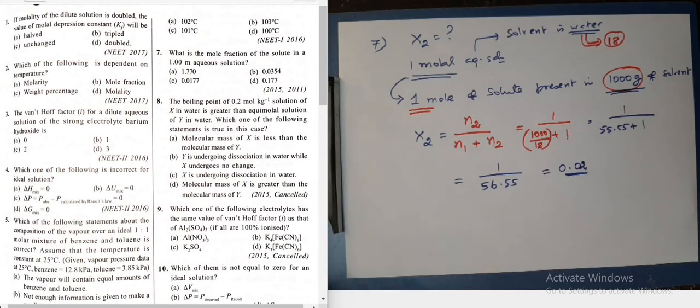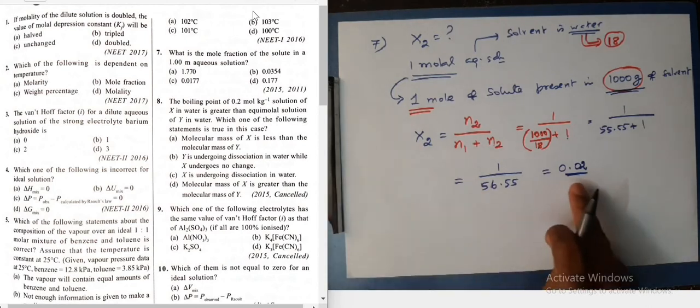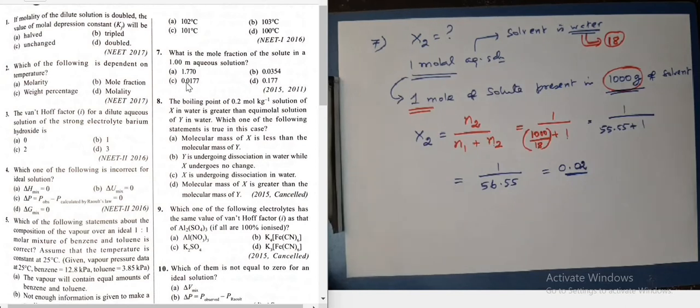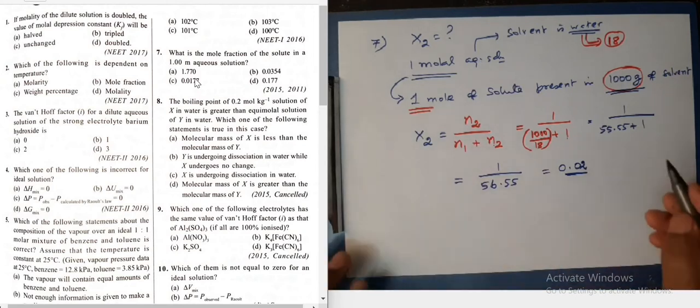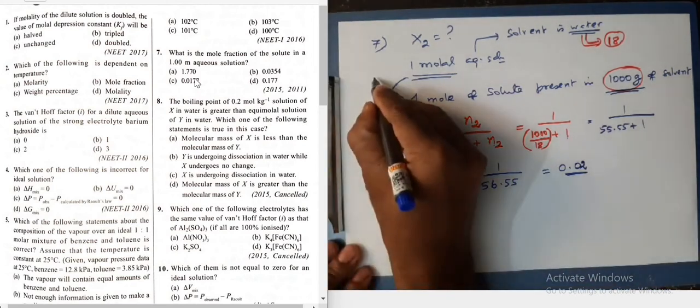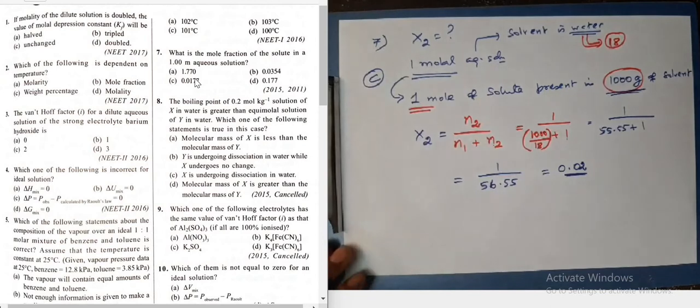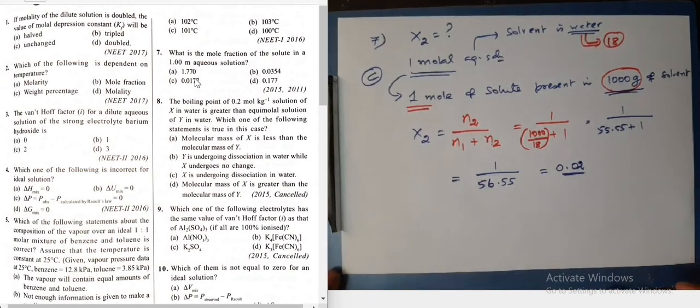So the correct option is 0.02, see option C. In option C, if you round this off, you'll get 0.02. So for question number 7, the correct option is option C. Is this clear, students? Any doubt here? Any doubt?